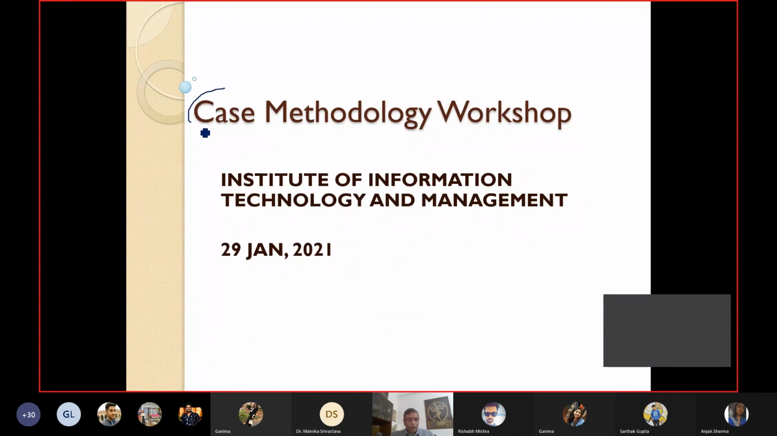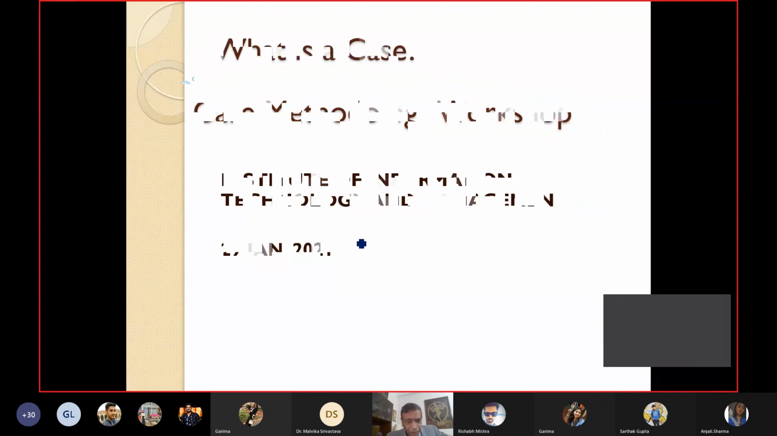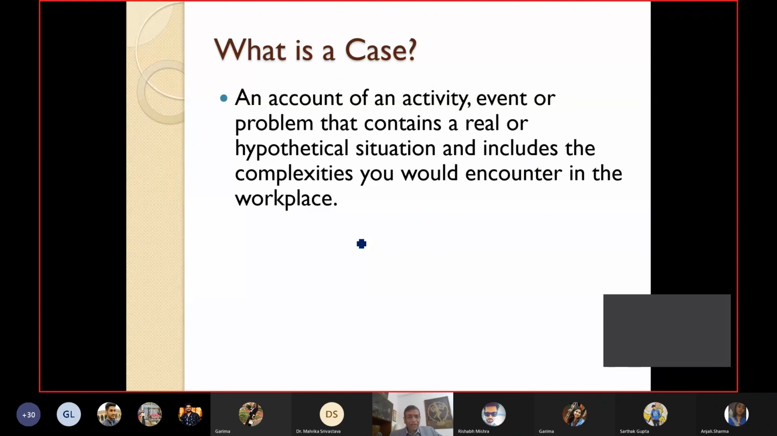So this is what I call the case methodology workshop. And of course, the Institute of Information Technology and Management, and the date is 29 Jan 2021. Firstly, what is a case? Now let's understand this very carefully, all of you participants. What is a case? I've underlined this.